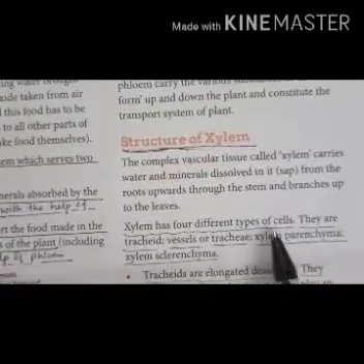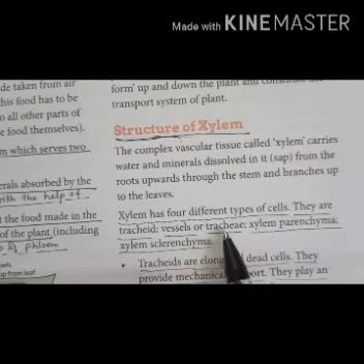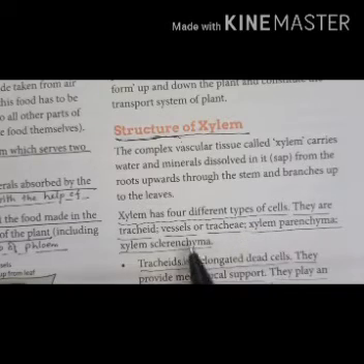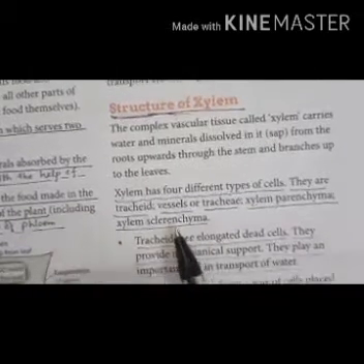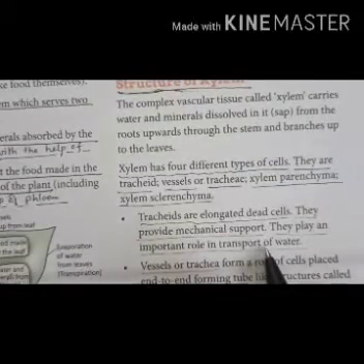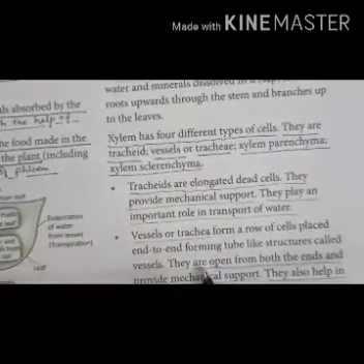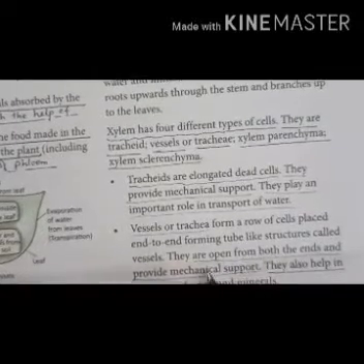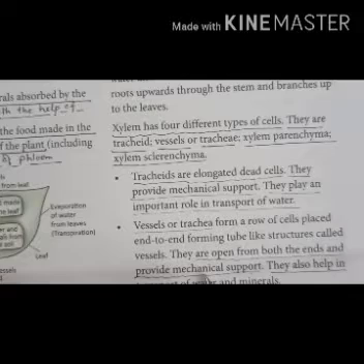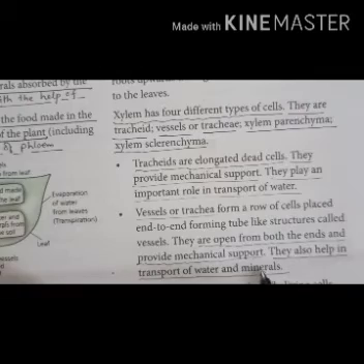Xylem has four different types of cells which are called tracheids, vessels, they are also called trachea, xylem parenchyma and xylem sclerenchyma. Now first, tracheids. They are elongated dead cells, and they provide mechanical support and play an important role in transport of water. Which one? Tracheids. Now next is your vessels, which are also called trachea, and they are open from both the ends and provide mechanical support to the tracheids and other cells, and they also help in transport of water and minerals.